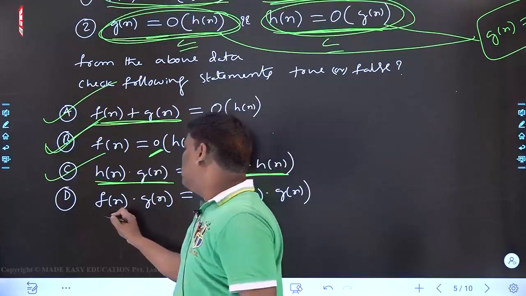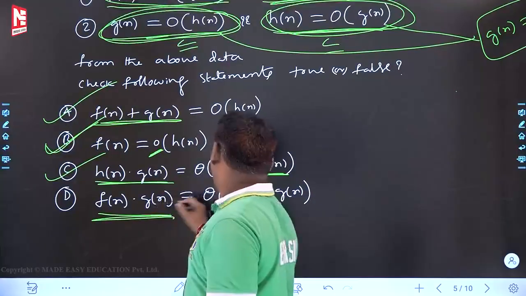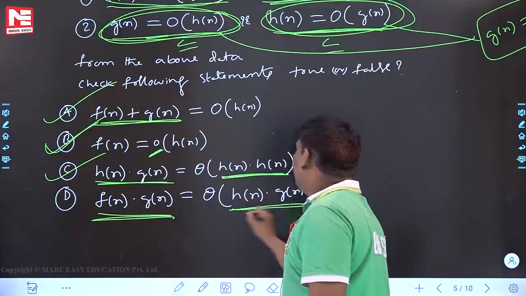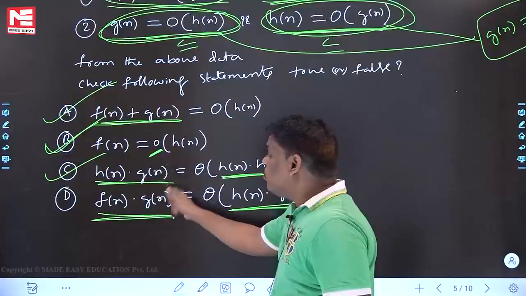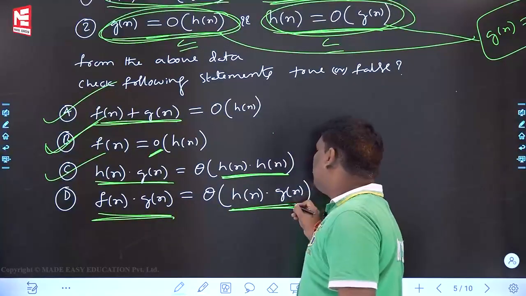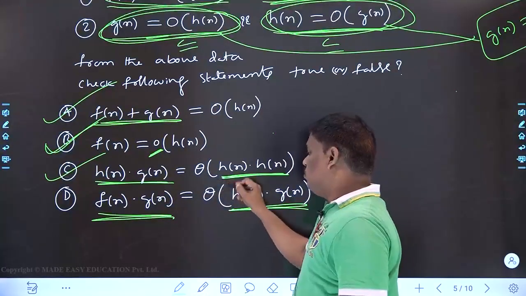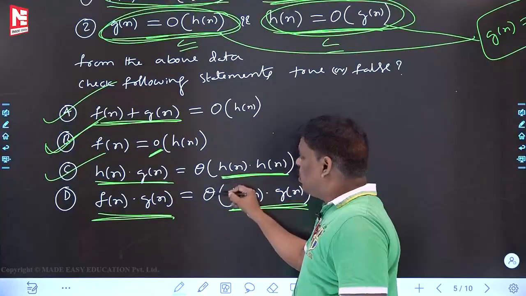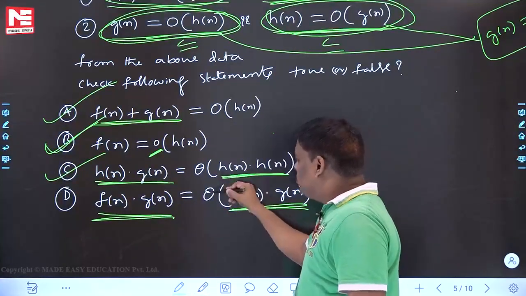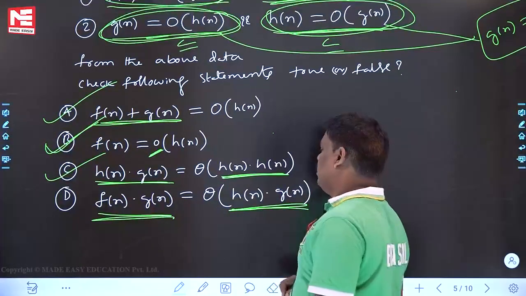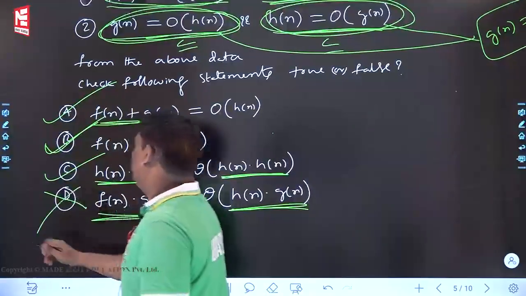Let's go to option D now. See this one, option D. Here one smaller and one bigger are multiplied, but here two biggers are multiplied. So actually it is a big O. Actually it is a small o, which means big O also. There is no chance of omega. So that is the reason option D is false.